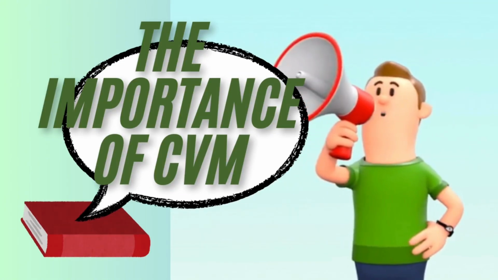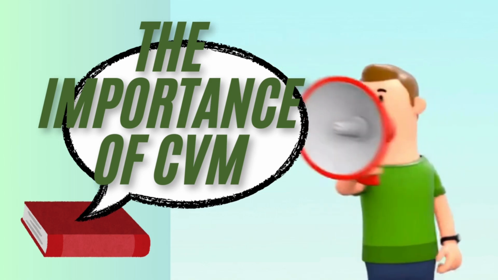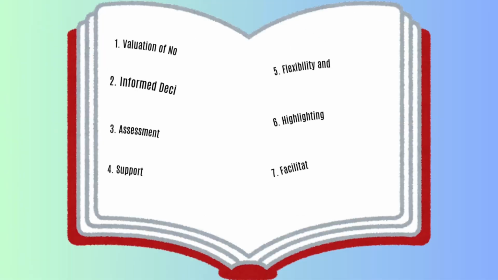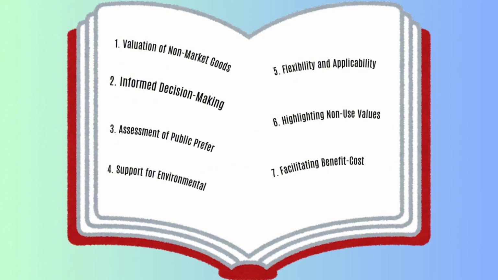Now, let's talk about the importance of CVM. CVM is essential for environmental decision making. It allows us to value non-market goods like clean air and water, which traditional markets overlook. CVM also supports informed decision making by quantifying public preference and enables the assessment of societal priorities for resource allocation.